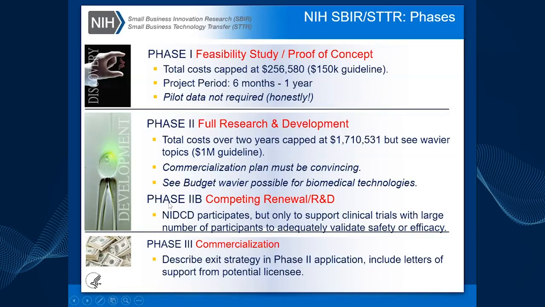NIDCD also allows you to come back for a second bite at the apple. If you spent phase 2 working on development of your prototype at the benchtop and getting it to perform to specific specifications for something that's not currently possible, you can come back to NIDCD for another phase 2 award. We call this a phase 2B. Not all ICs participate at NIH. NIDCD does, but it can only be used to support clinical trials with a large number of participants to adequately validate the safety or efficacy of your novel product.